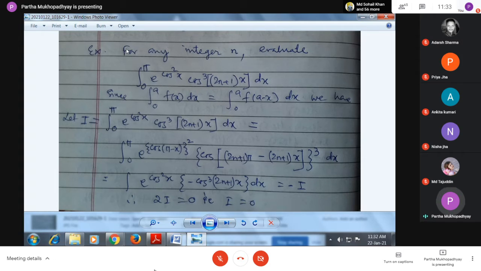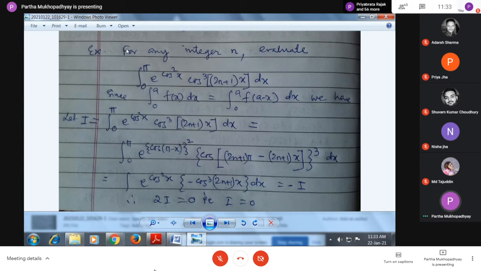For any integer n, evaluate the integral from 0 to pi of e to the power cos square x into cos to the power cube of (2n plus 1)x. That is cos of (2n plus 1)x whole to the power cube. You have to evaluate this thing. Now, we will use this property of definite integral, integral 0 to a of f(x) dx equals integral 0 to a of f(a minus x) dx. We will use this.